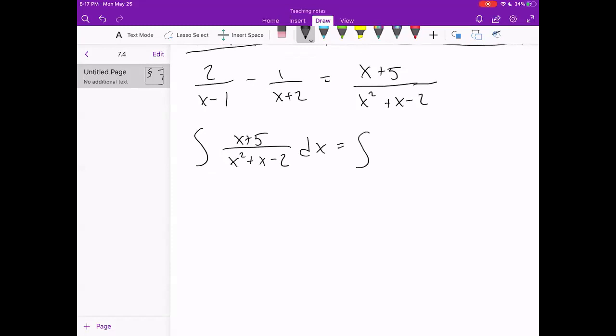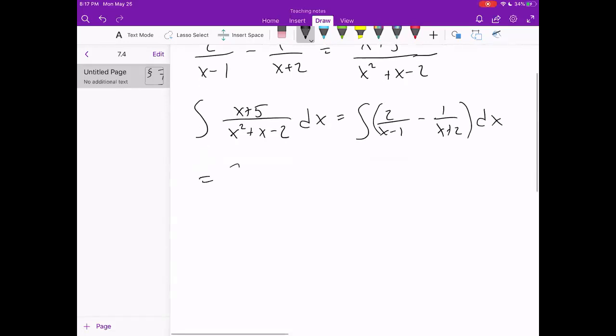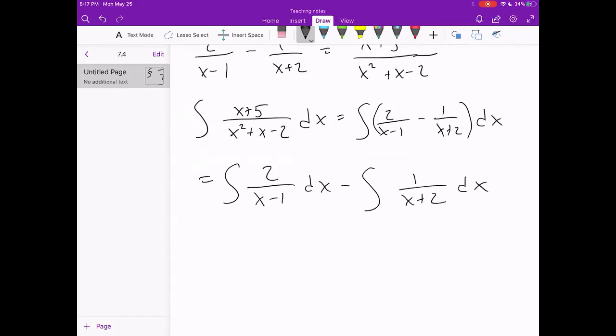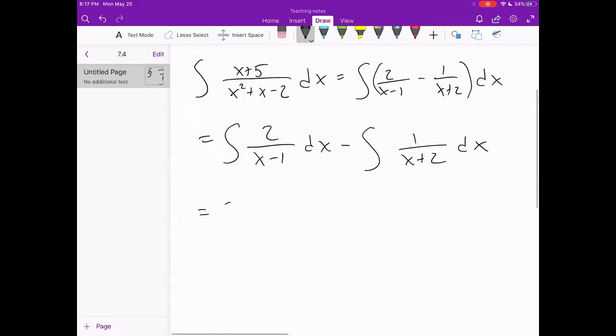I could split this up into two integrals. And those two integrals I know how to do. So this is the integral of 2 over x minus 1 dx minus the integral of 1 over x plus 2 dx. This would be 2 times the natural log of x minus 1 minus the natural log of x plus 2.